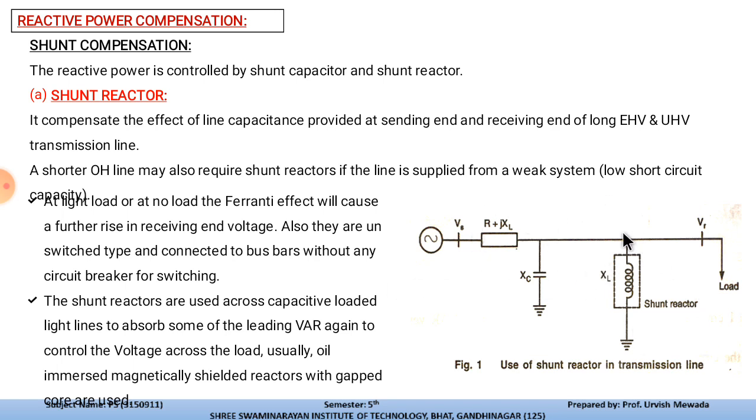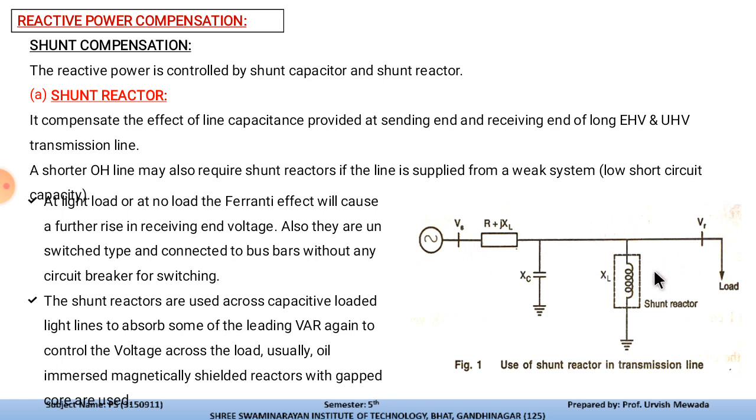The shunt reactors are basically used across capacitive loaded, lightly loaded lines, and they absorb the leading VAR. So the leading VAR is absorbed by the shunt reactor, and by absorbing this leading VAR in the line, we can maintain the ratio between the sending end voltage and the receiving end voltage.